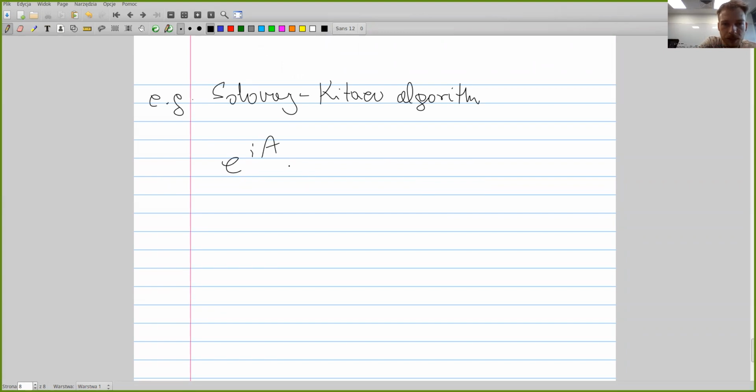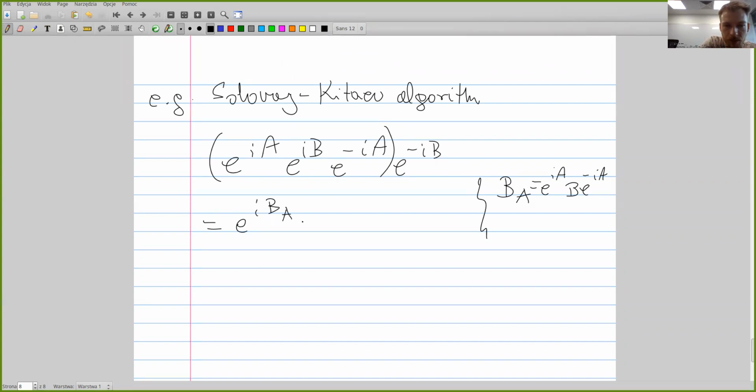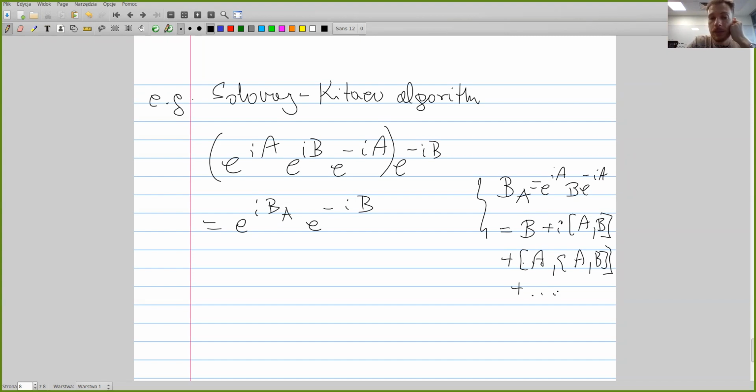So if I have e to i a, e to i b, and I'm absorbing the duration into a and b, then e to a, e to minus i b, I could bracket here like this. And then if I define b under a to be e to i a b e to minus i a, then I can write that this is e to b a e to minus i b, and this I can expand, so this will be, in zero order in a, b plus i commutator a and b plus dot dot dot, so I would have a, okay, let me write one more, a comma a b, that would be the second derivative of this regular evolution here. Okay, this is just like standard stuff we do in perturbation theory, Dyson series and so on, right? So the derivatives under a, it's basically commutators.